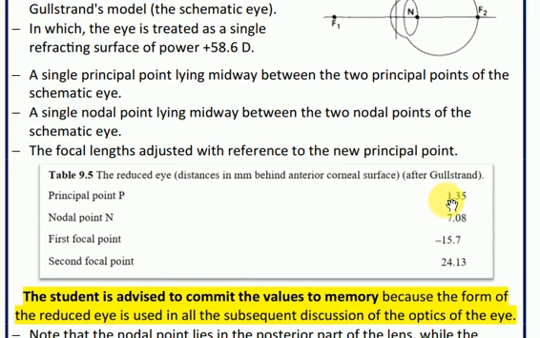Principal point is 1.35 millimeters, while in the Gullstrand it was also 1.35 millimeters. The nodal point is 7.08, the first focal point 15.7, the second is 24.13 millimeters.